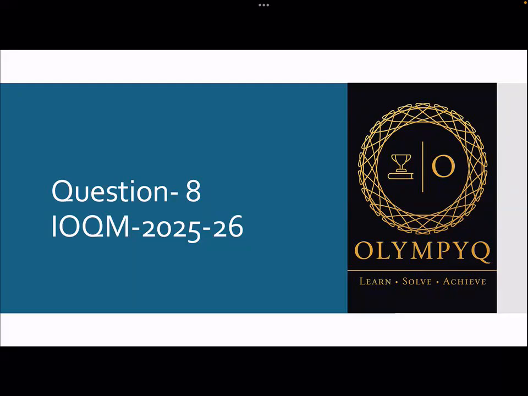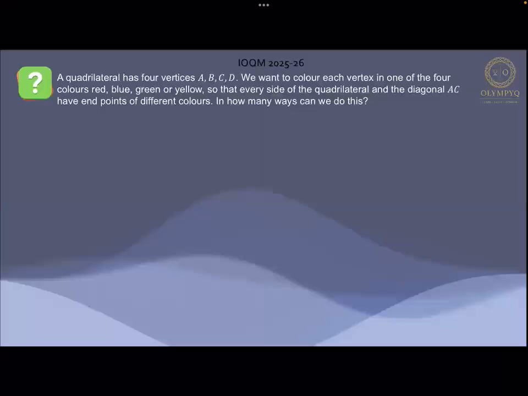Hello students, this is question number 8 of IOQM 2025 and 26. And the question here says, a quadrilateral has four vertices A, B, C and D. We want to color each vertex in one of the four colors red, blue, green or yellow so that every side of the quadrilateral and the diagonal AC have endpoints of different colors. In how many ways can we do that?